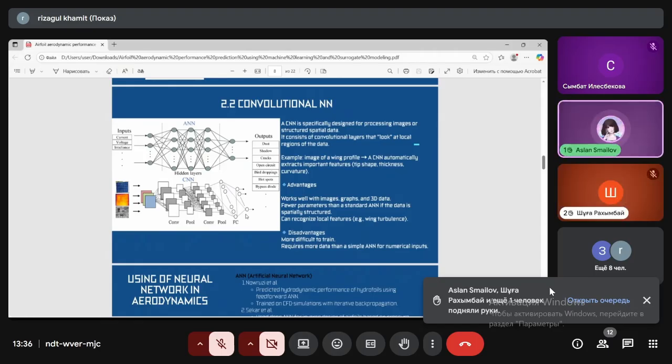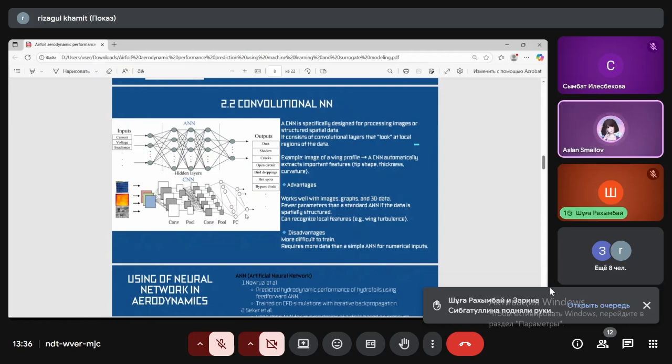Thank you for your presentation, Rizagul. I have a question related to the aerodynamic performance. Which aerodynamic performance metrics are primarily examined and predicted in the study? And why are these particular metrics considered essential for evaluating the overall behavior and the efficiency of airfoil design?